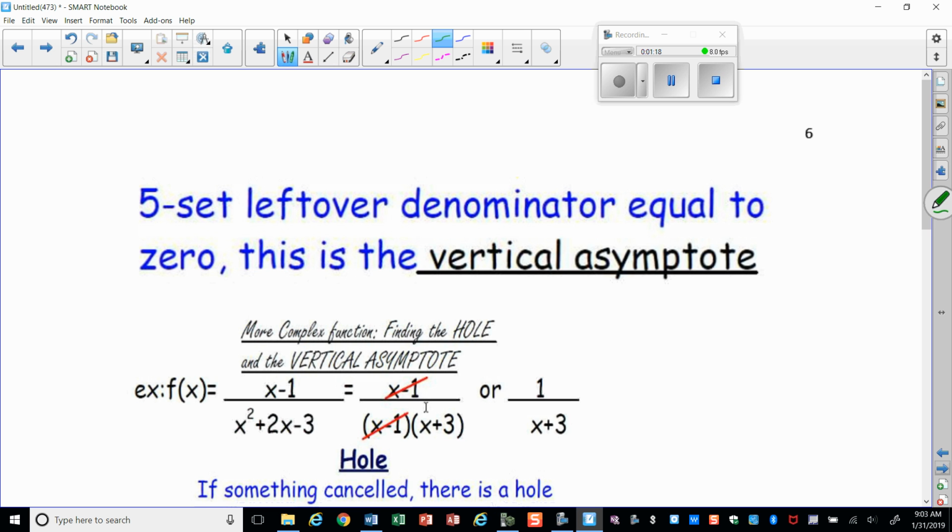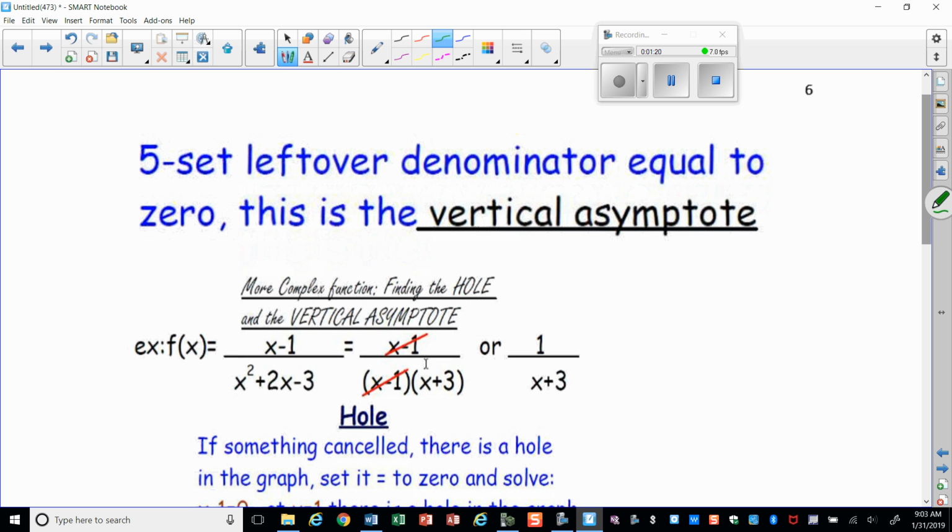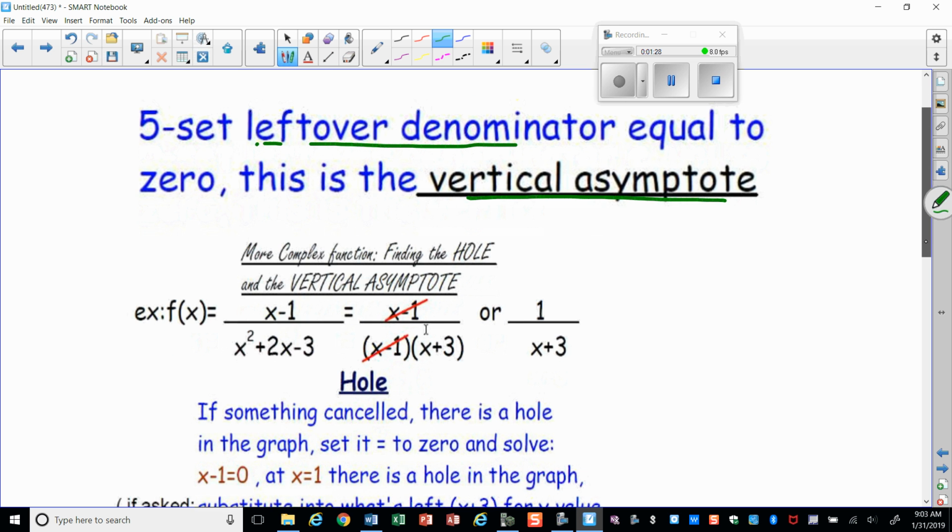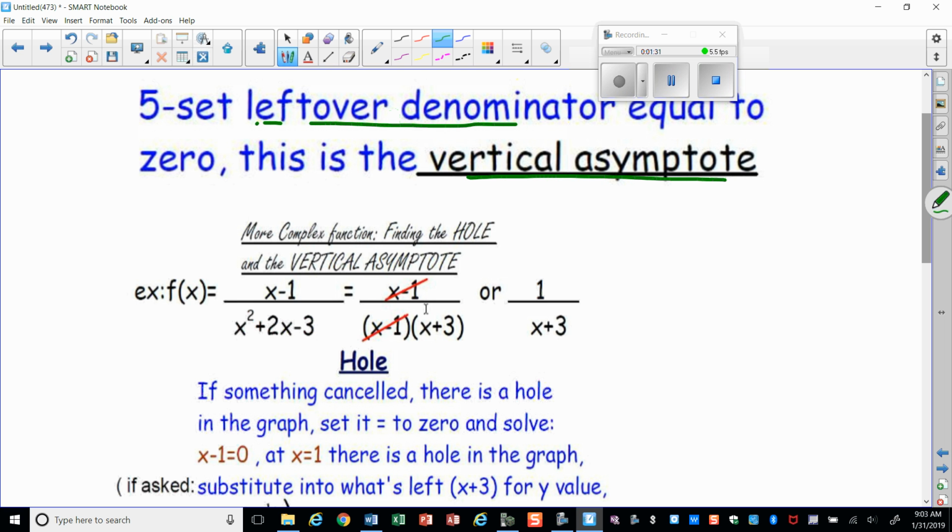Whatever's left over in the denominator is going to be your vertical asymptote because it didn't divide out. And here's an example of what I'm saying. You have this rational expression right here, and then you factor your denominator, and you get these two factors.